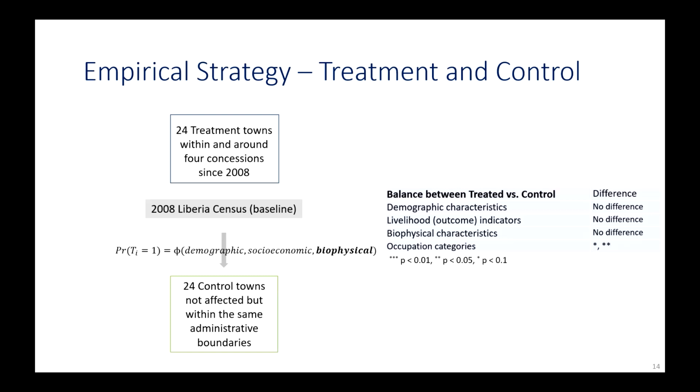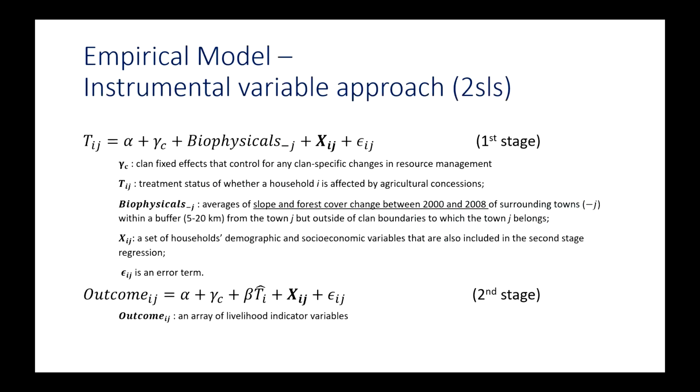And when we compare the balance between these two sets of control and treatment towns, we find that in most of the variables, we don't find any differences. But then there are some differences. There are maybe like 20, 30 covariates, but then only maybe like 3, 4 covariates on occupational categories. We have some differences. And so the main strategy that we are taking here is IV 2SLS. And we use the slope and forest cover change between 2000 and 2008 of the surrounding towns as the IV.